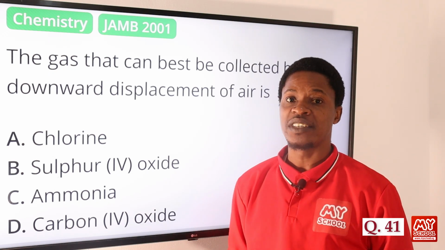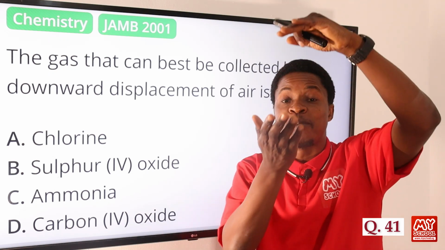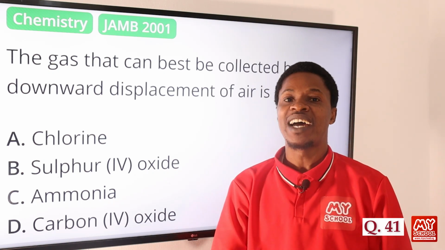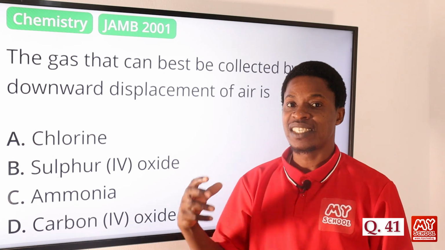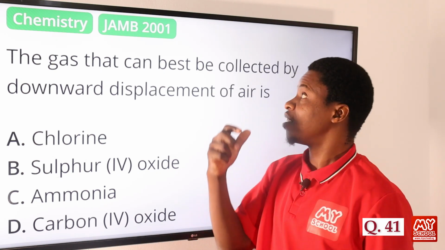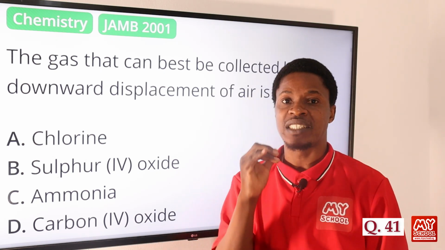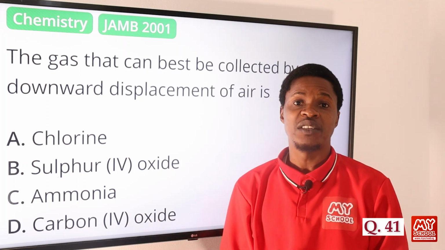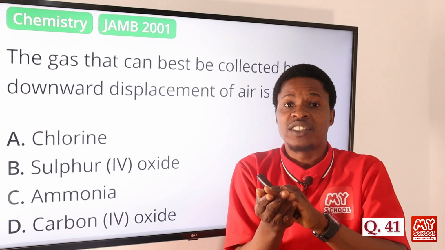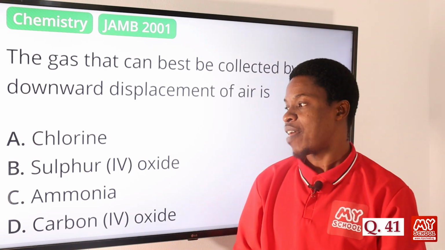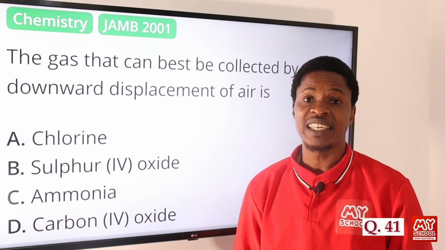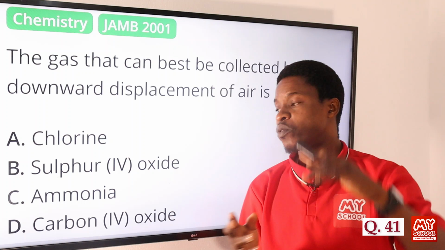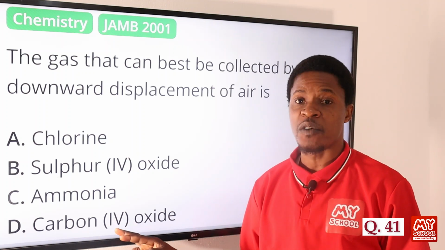Ammonia is lighter than air, so ammonia is going to be above while air will be underneath. So you can collect that ammonia by downward displacement of air. If you displace air downwardly, then you'll be able to collect your ammonia because it's above. Carbon dioxide is denser than air, so it's going to be underneath while air is above. So you will need an upward displacement of air for this.